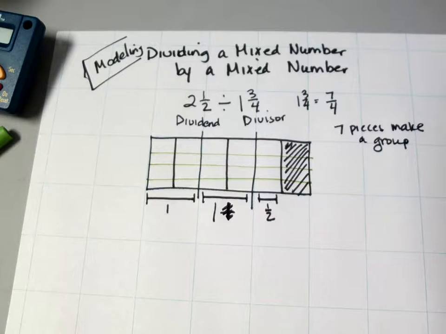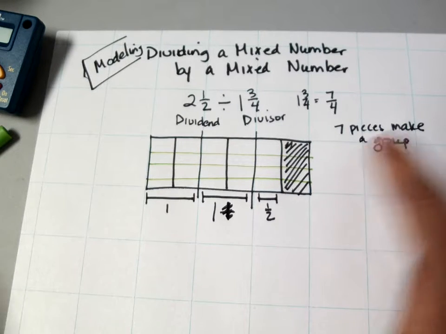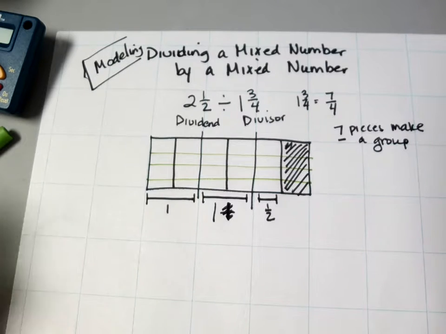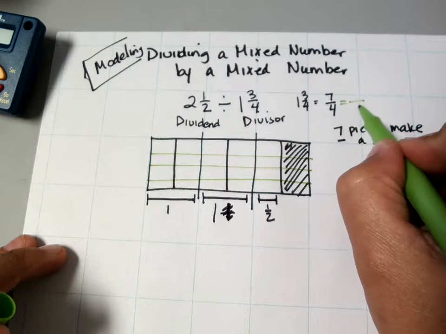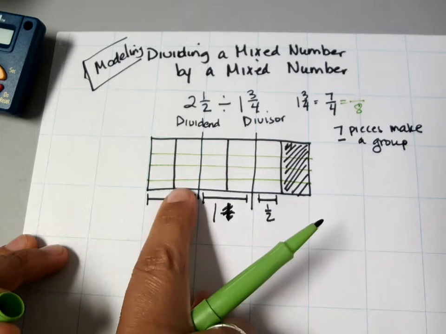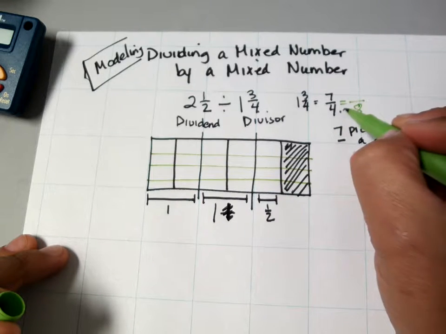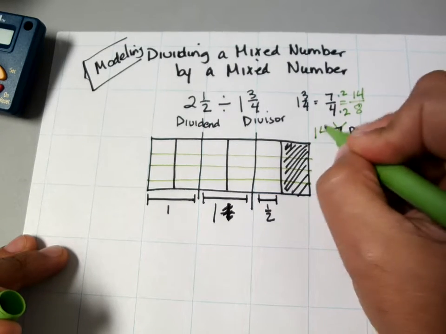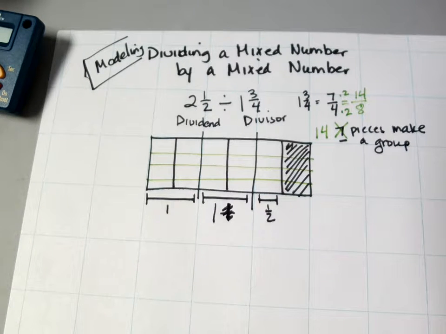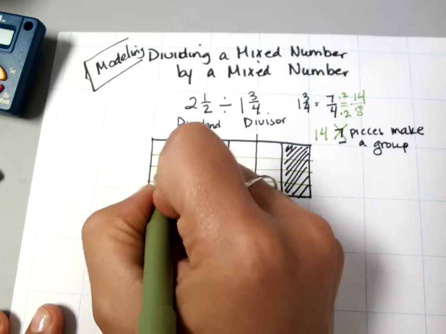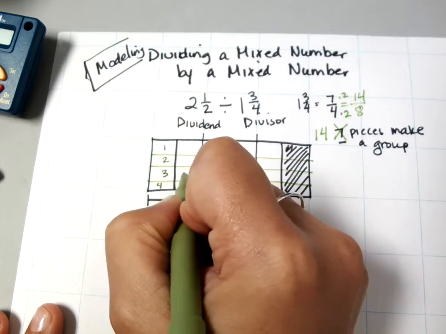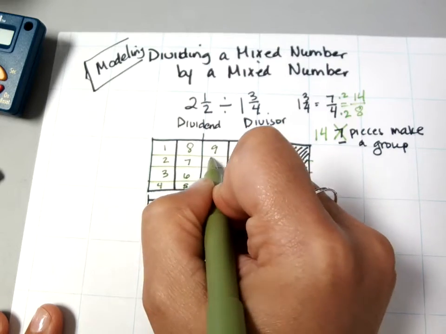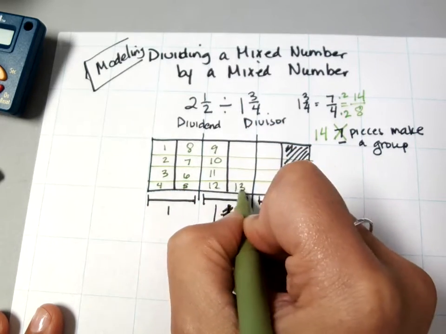So once I'm done with that, I had 7 pieces made a whole, but now that I have 8 pieces in my whole, I have to make an equivalent fraction. So I multiply by 2. So instead of having 7, I now have 14 pieces making up a group that's 1 3/4 big. So I'm going to go through and count by 14. So 1, 2, 3, 4, 5, 6, 7, 8, 9, 10, 11, 12, 13, 14.